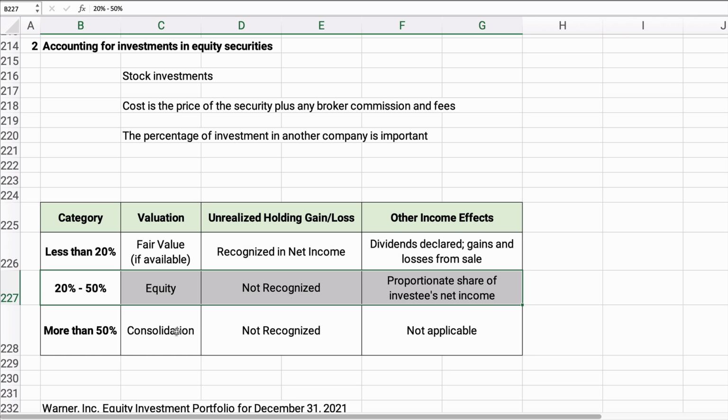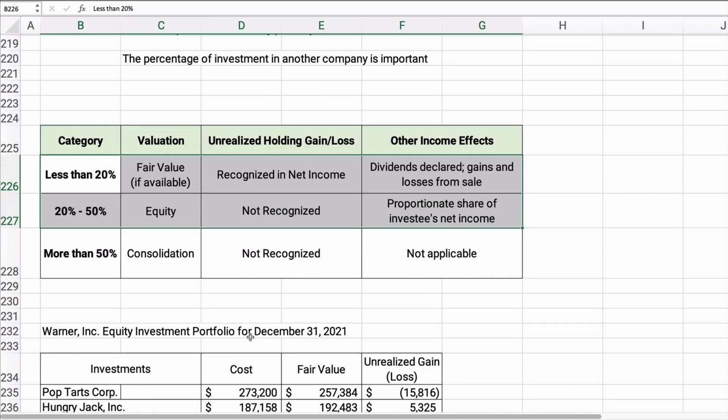We'll show you an example. This sounds complicated, but for our purposes, it's very easy. Anything more than 50% is consolidated. That means it's rolled up into the parent company. There's no unrealized holding gain or loss, and there's no income effects. All right, so let's start working, then we'll do these first two.